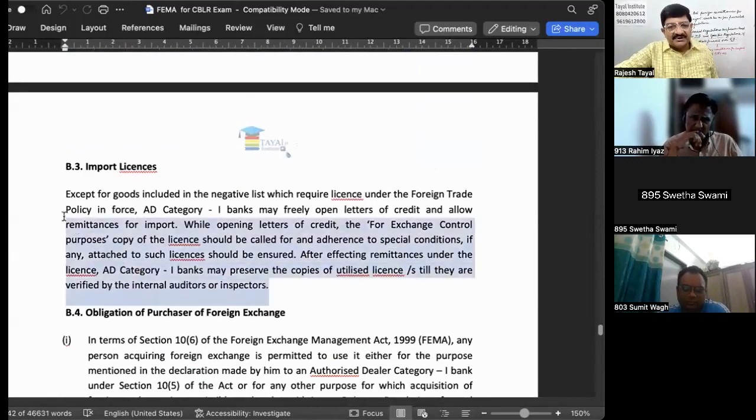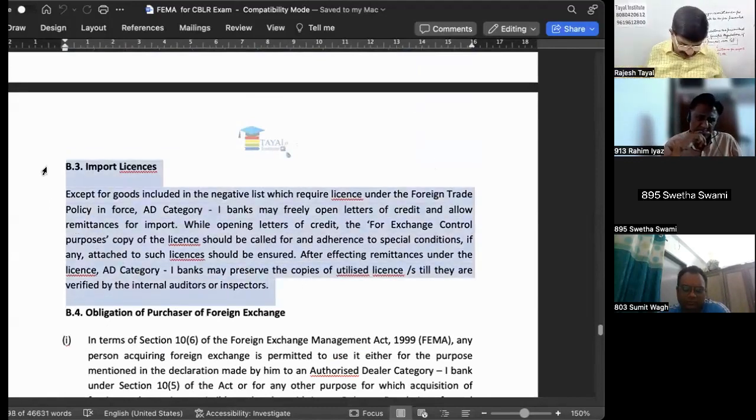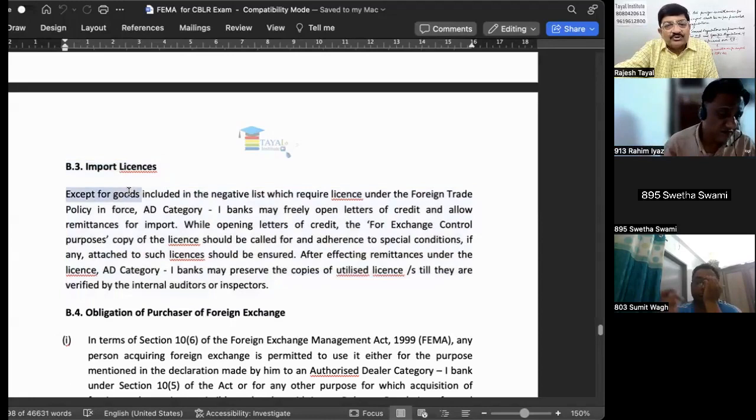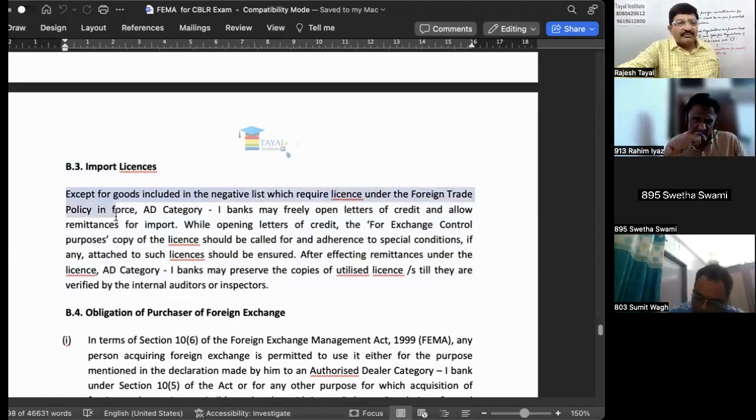Import license. Now, where is the import license required? Restricted items? Regulated, not restricted. Yes, regulated. So there are three types of goods: free for import, prohibited, and regulated. When the items are regulated, the license is required. So here it is said, except the goods included in the negative list, prohibited items, which require a license under the foreign trade policy in force, authorized dealer category number 1.